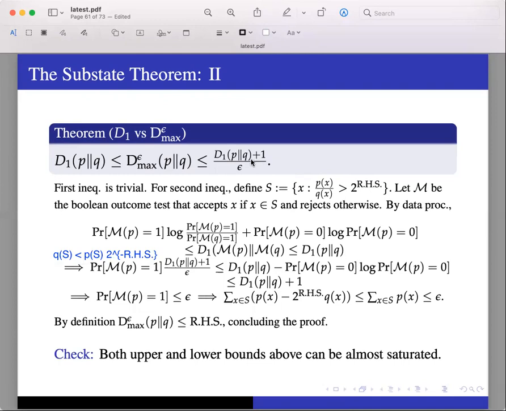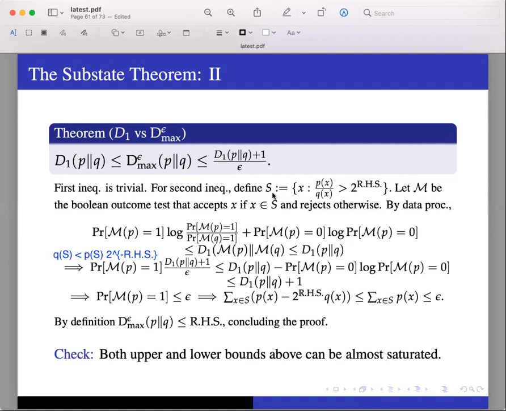These distributions P and Q are distributions over some sample space of which S is a subset. So there's an underlying sample space X. P and Q are distributions on the same X, and S is a subset of X. Is that clear, Neha?